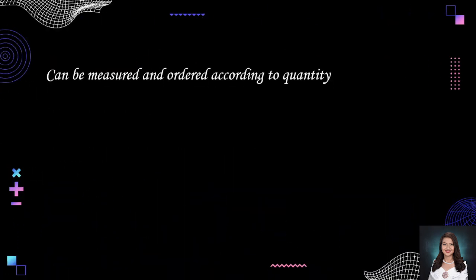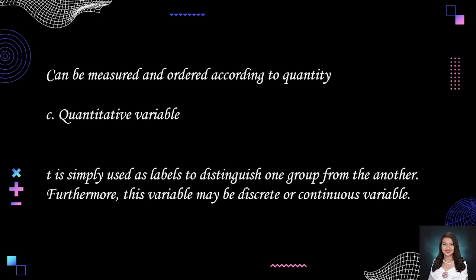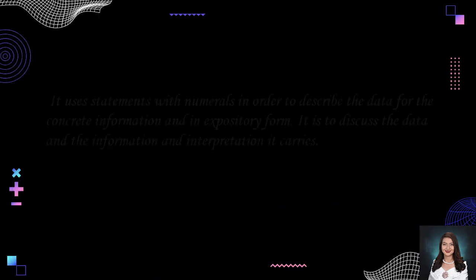Next one is, it can be measured and ordered. This question is, it is simply used as labels to distinguish one group from the other. Furthermore, this variable may be discrete or continuous variable. The correct answer here is qualitative variables.